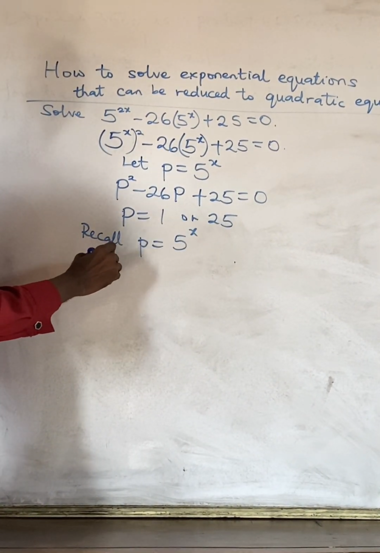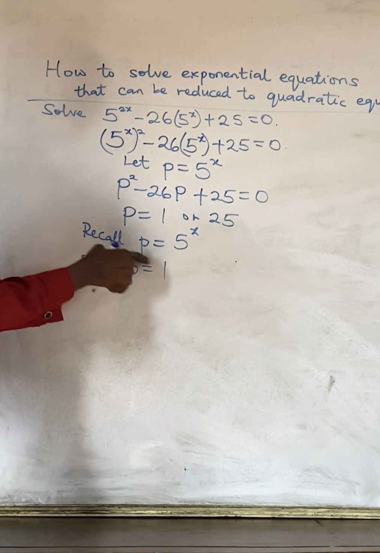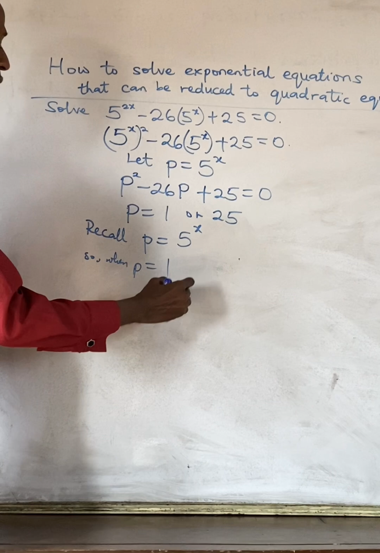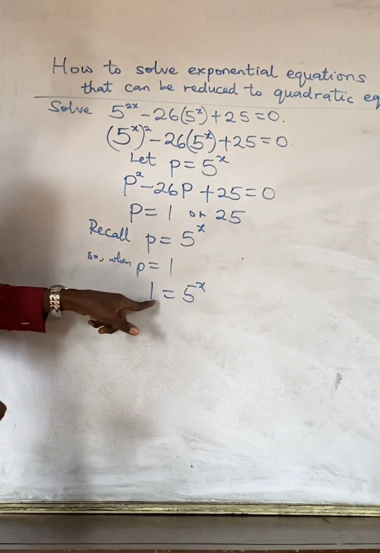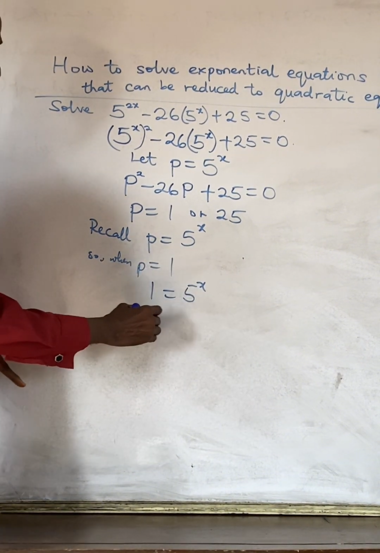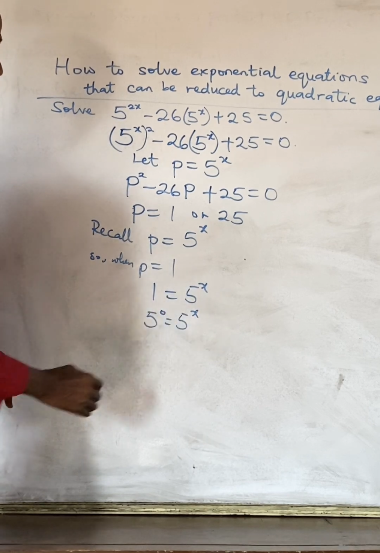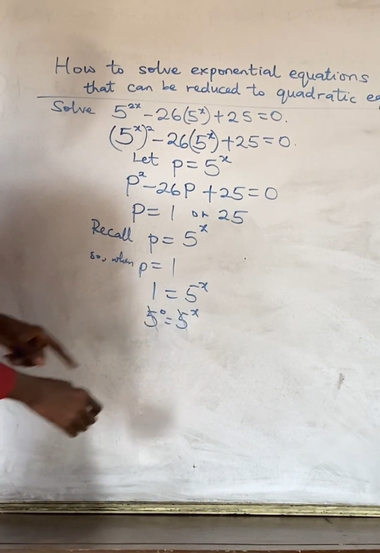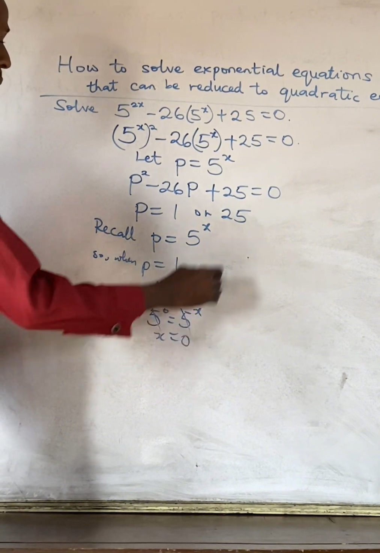So, when p is 1, replace p with this one. So we have 1 equals 5 raised to power x. And this 1, let it also be 5 raised to power something. So 1 will be 5 raised to power 0 equals 5 raised to power x. 5 will cancel 5 because they are in the same base now, and your x will be equal to 0.